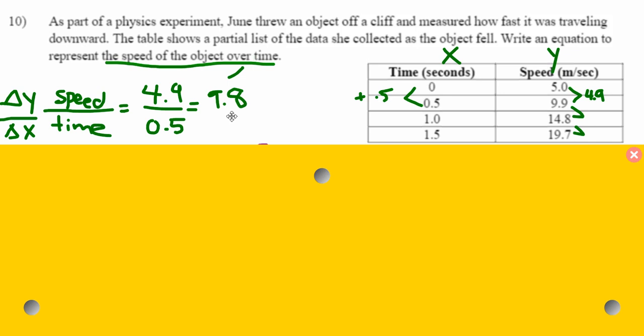So I have the slope, I have the rate of change. Now, I'm going to look for either a y-intercept, or I'm just going to pick one of these points from the table and put it into my point-slope form equation.